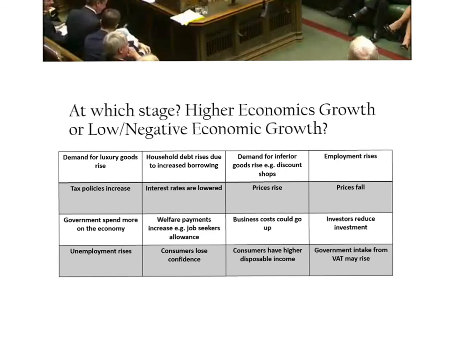Consumers lose confidence, same. If consumers have higher disposable income, it suggests that their income has risen or they're in a job, and again, high economic growth. And finally, the government intake from VAT may rise. Well, VAT is an indirect tax based on goods and services, the purchase of goods and services. So if there's more consumption going on, it suggests a higher level of economic growth is taking place.